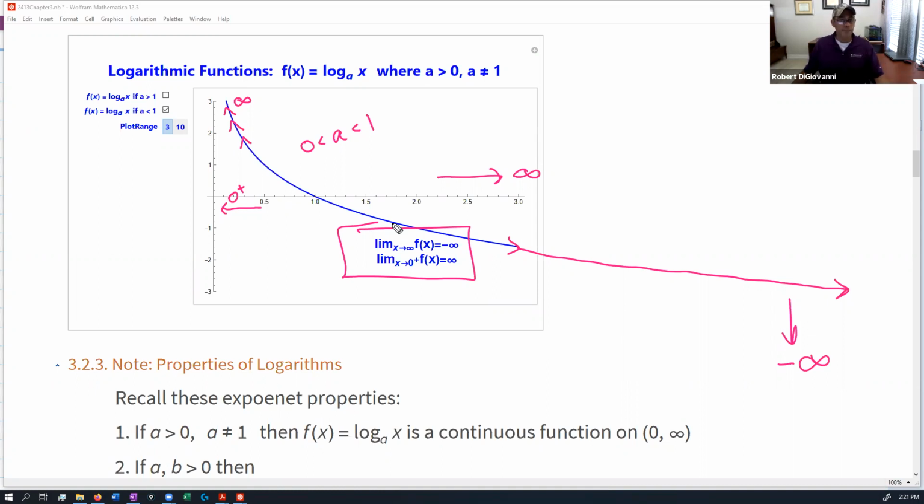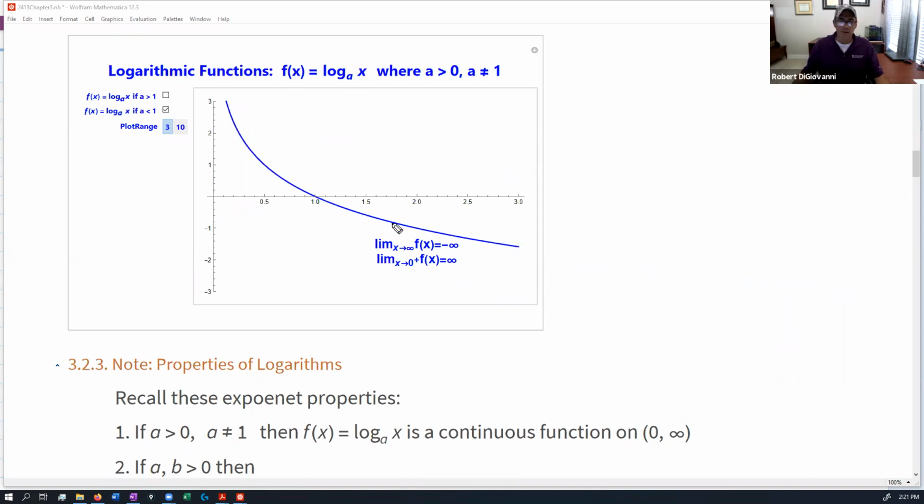Okay. What are the two most important logarithms that we use in everyday life that you've seen and heard of? E. E is Euler's number, exponential. What's the inverse of the E function? Remember, exponential functions and logarithmic functions are inverses of one another. They undo each other. ln. Natural log. The natural log of x. The natural log.